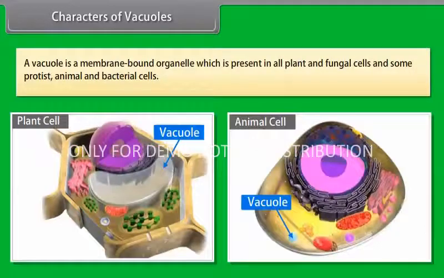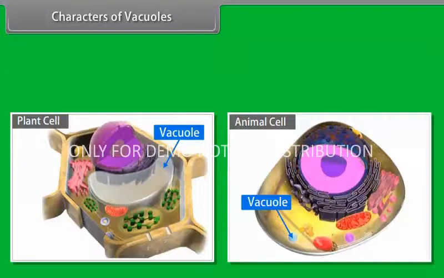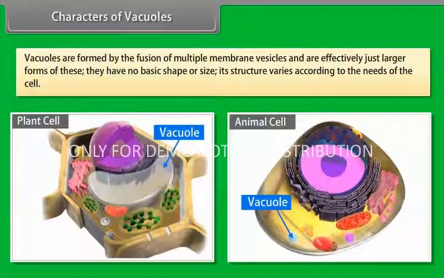Characters of vacuoles. A vacuole is a membrane-bound organelle which is present in all plant and fungal cells and some protist, animal, and bacterial cells. Vacuoles are essentially enclosed compartments filled with water containing inorganic and organic molecules, including enzymes in solution, though in certain cases they may contain solids which have been engulfed. Vacuoles are formed by the fusion of multiple membrane vesicles and are effectively just larger forms of these. They have no basic shape or size. Their structure varies according to the needs of the cell.